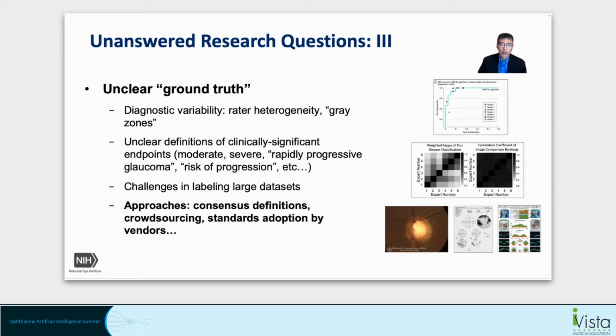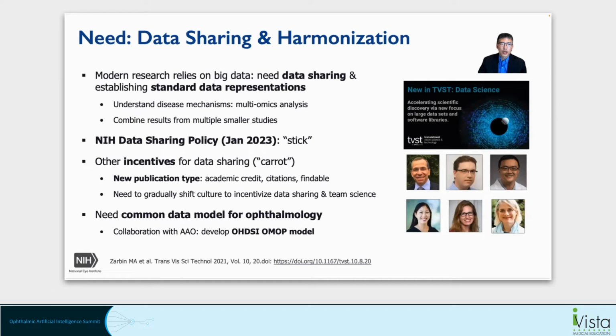And so we've got a lot of work to do involving things like consensus definitions and how do you develop those reference standards or ground truth. So what are we trying to do about this, and what do we feel like we need from the National Eye Institute perspective? Well, one of them is data sharing and harmonization. Again, modern research really relies on big data, and one of the challenges is data sharing.